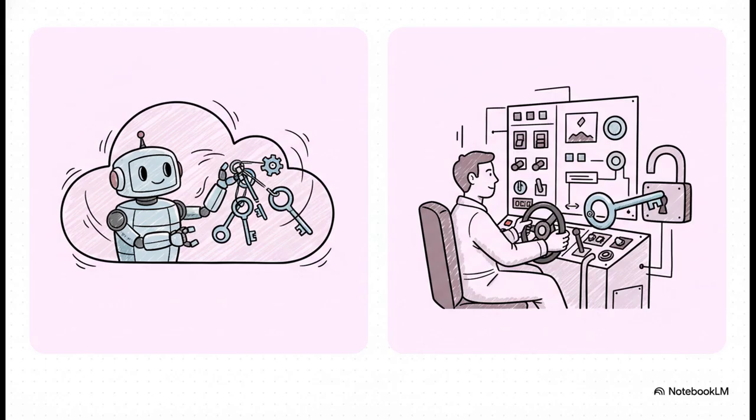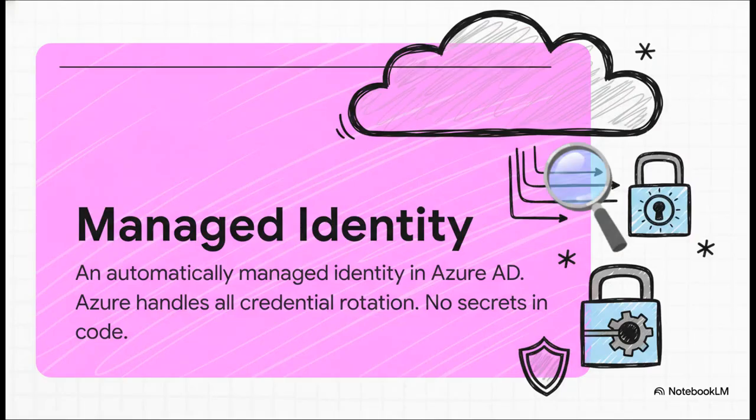You're in complete control, but you're also responsible for everything. So let's look at managed identity first. This is basically an identity that Azure creates and takes care of for your app automatically. And here's the magic part. There are no passwords, no secret keys, nothing for you to manage or store in your code. Azure just handles it all securely in the background.